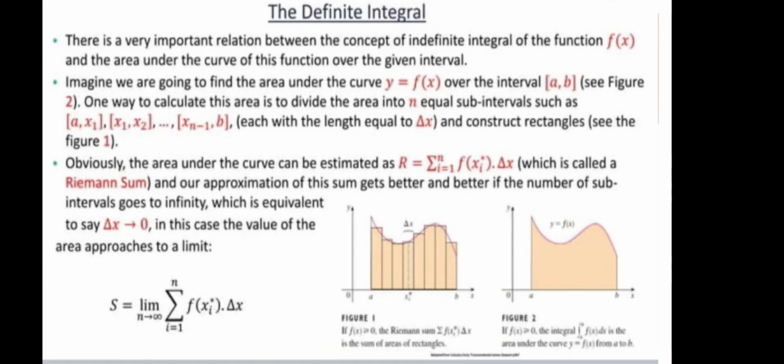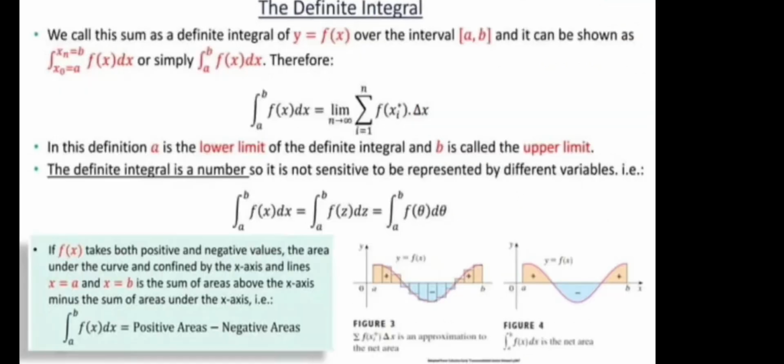Figure 1 and figure 2, the definite integral. We call this sum the definite integral of y equals f of x over the interval a comma b, and it can be shown as an integral from a to b of f of x dx. In this definition, a is the lower limit of the definite integral and b is called the upper limit. The definite integral is a number, so it is not sensitive to being represented by different variables.